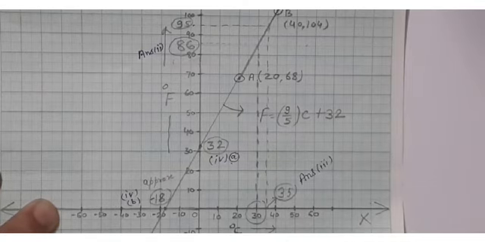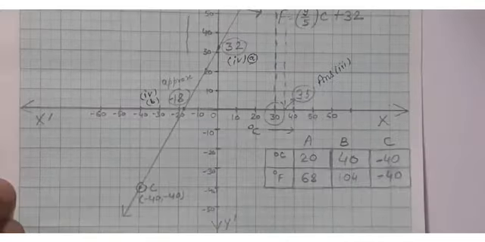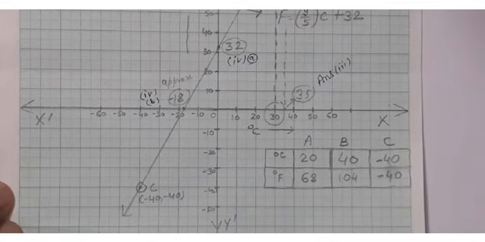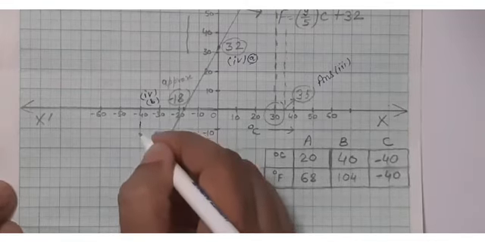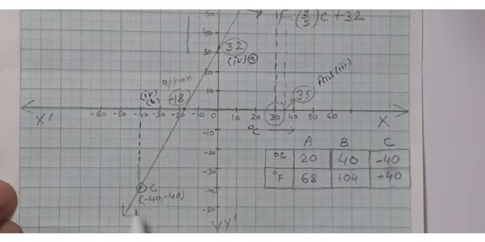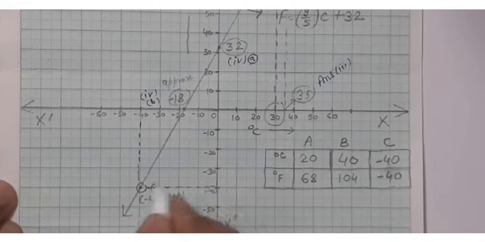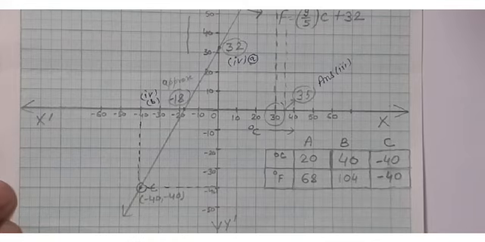And last one is fourth part. Is there a temperature which is numerically the same in both Fahrenheit and Celsius? Yes. This is minus 40, no? Both are the same here, minus 40, minus 40. Yes. At minus 40, both are numerically same. This is how you can draw the graph on graph paper.